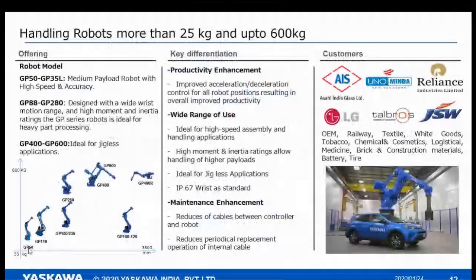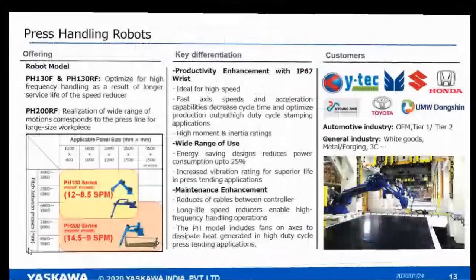And we have higher payload handling robots also. A complete car body can be handled by one single robot. We have 1,000 kg robots; from 60 kg up to a maximum of 1,000 kg robots we are supplying. Even to Asahi Glass and LG we supplied very big robots. Reliance also is using robots for palletizing applications and all.